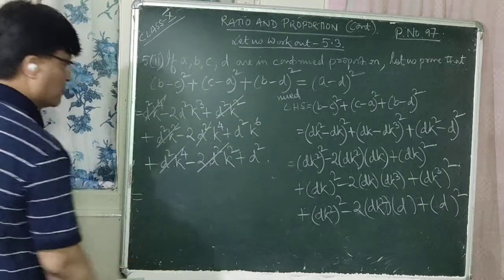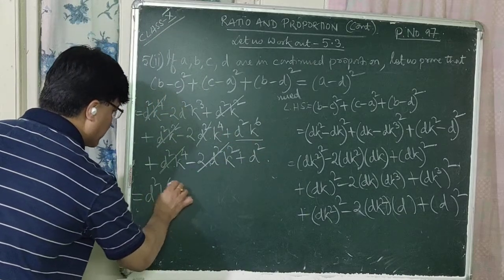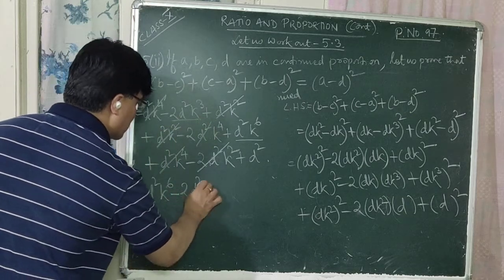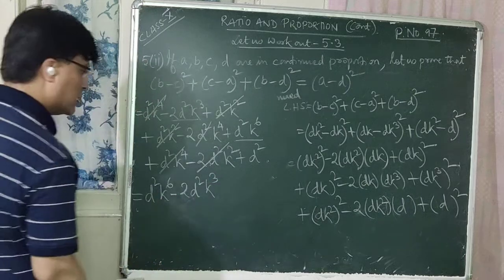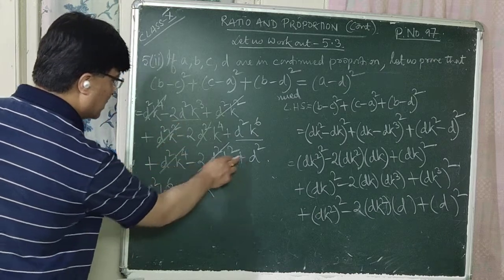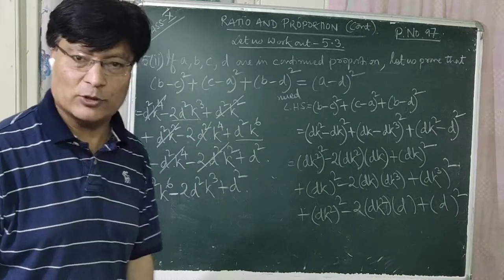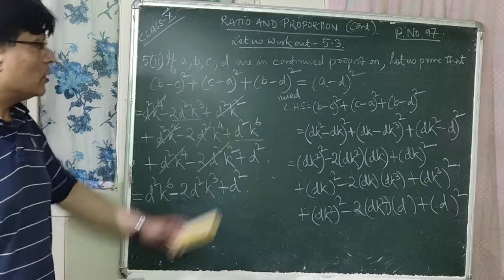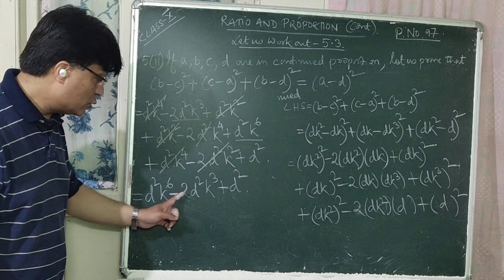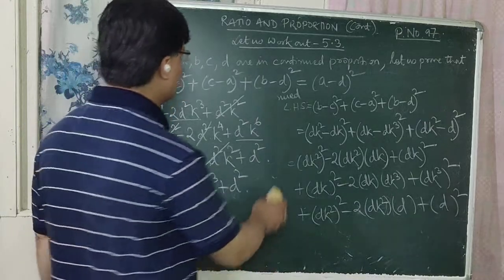So write down the remaining terms. Let us write down this term first. What is this? d²k⁶. Then comes this term, that is minus 2d²k³. Understood? Then comes plus d². So this is your LHS, left hand side. The simplified form of the left hand side is d²k⁶ − 2d²k³ + d². Now let us find out the right hand side.